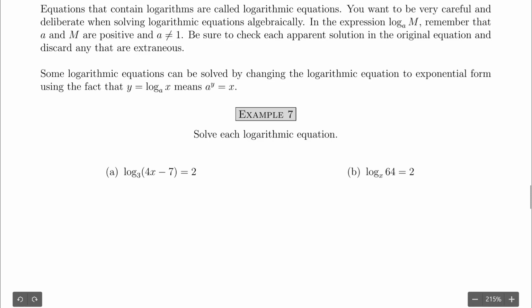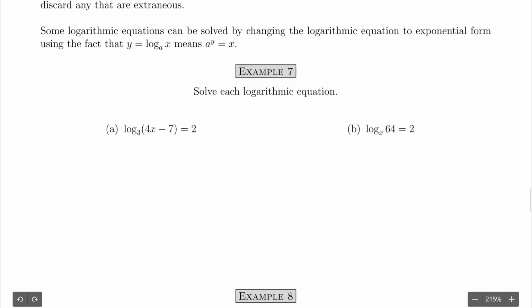So solving logarithmic equations means that we have to understand how to rewrite logarithms as exponents and vice versa. So here we're going to do example 7 part A: we take the base of the logarithm, raise it to the second power, and set that equal to 4x minus 7. 3 squared is 9.